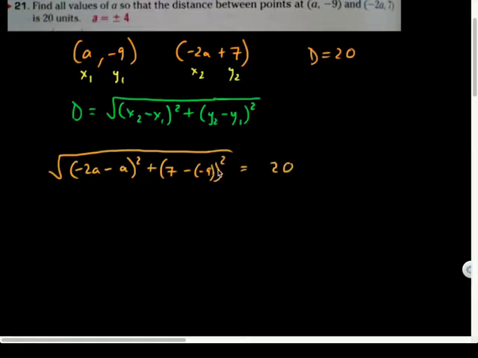So let's start simplifying this. Negative 2a minus a is negative 3a. 7 minus negative 9 is 7 plus 9, so that's 16. And the square root equals 20. Now, I'm going to want to get rid of this square root. How could I get rid of this square root here?